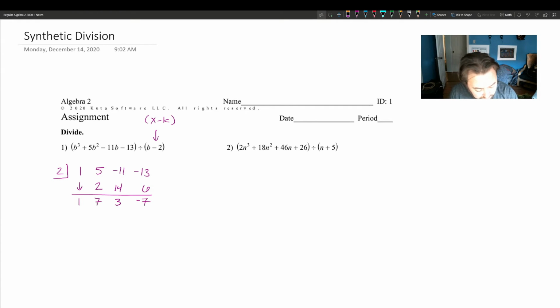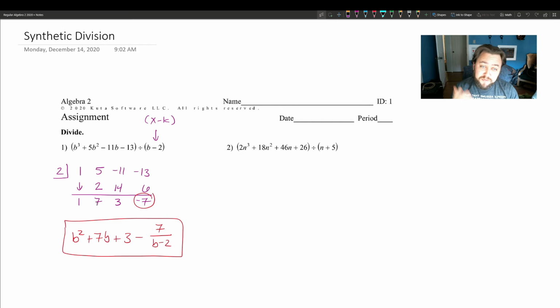The only thing you have to really watch out for, this number on the end, that's going to be your remainder. So my answer is going to be b squared plus 7b plus 3 minus 7 over b minus 2, our original divisor. So as you can see, that's a little bit shorter, a little bit faster than the polynomial long division.